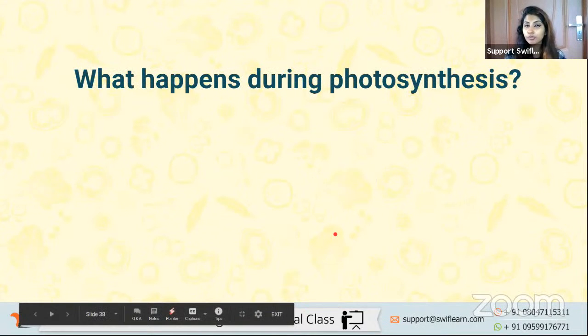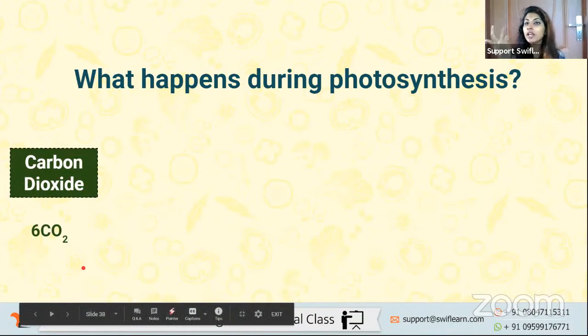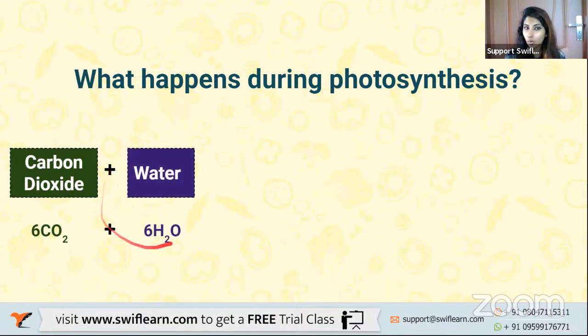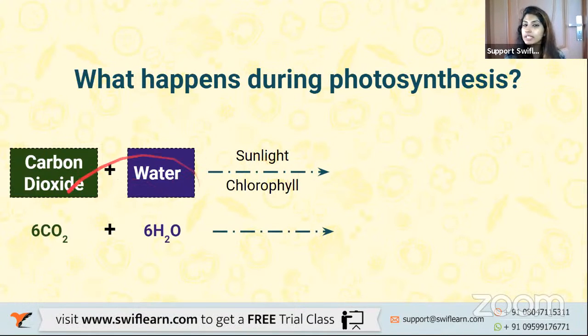Now, what happens during photosynthesis? For example, let's see it in formula form also: 6 carbon dioxide plus 6 water, H2O. Now, in the presence of sunlight and chlorophyll, what will we get? Anybody? Let's see if anybody can comment what we will get. Let me see.